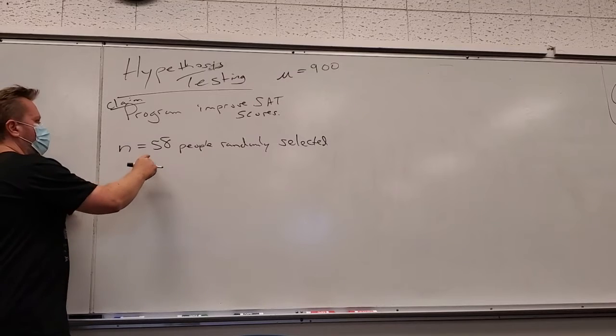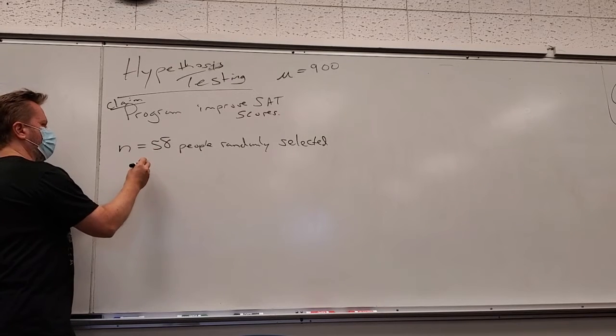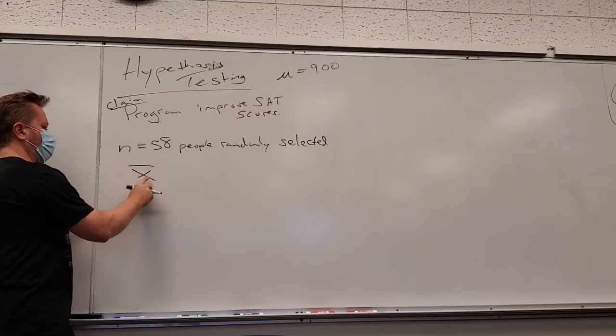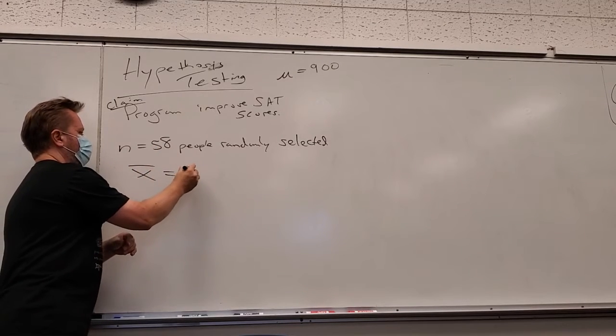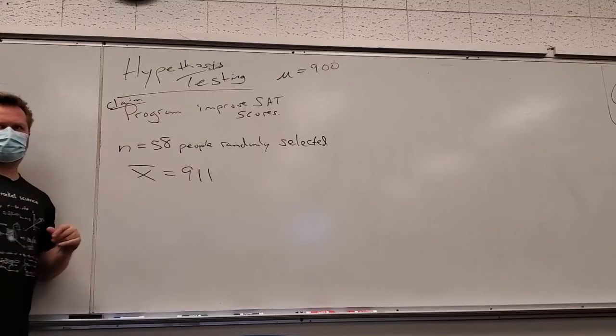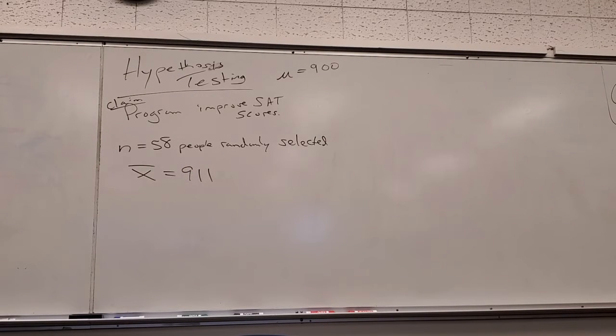And let's say these 58 people, they take the SAT, and their mean, of course it's X bar, because it's a sample, their mean that they get is 911. Do we stop right there? Can I make my commercial and put it on TV and say, I've clinically proven that my program works, come take, do good, have good life? No, why not? Why is that not good enough? Isn't that higher? Isn't that better?